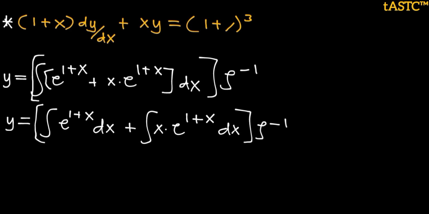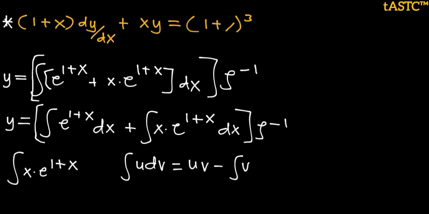So we're going to use integration by parts to work this out. Let us do that. So the integral of x multiplied by e raised to the power of 1 plus x. We know the formula for it is the integral of u dv is equal to uv minus the integral of v du, right?